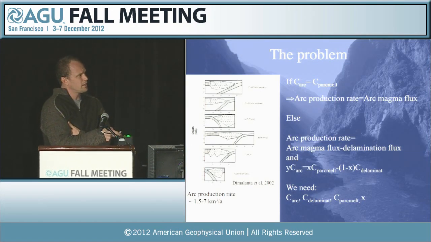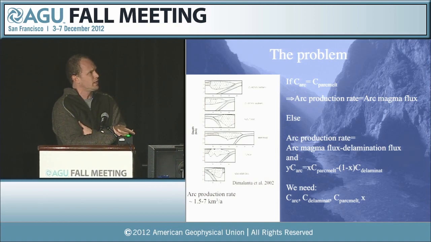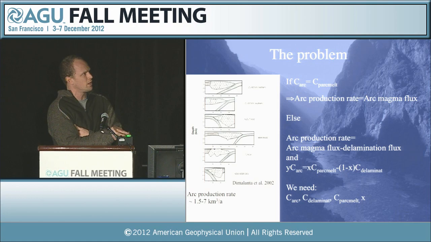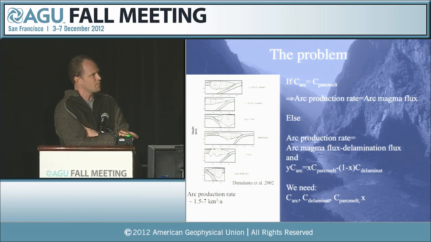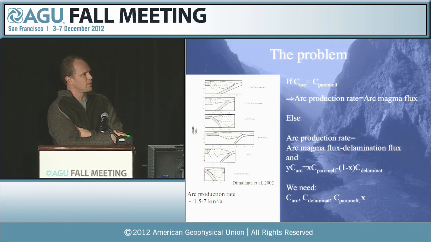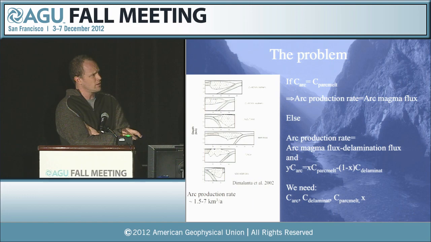And the reason that is not a simple thing to approximate is that only if the composition of an arc is equal to that of a parental arc melt is the arc production rate equal to the arc magma flux. And I guess we all agree that arcs don't have a primitive melt composition. So in that case, even if we ignore sedimentation and erosion, the arc production rate is whatever comes out of the mantle minus what we stuff back into the mantle due to delamination. So if we really want to approximate this, we need to know the composition of an arc. We need to know the composition of parental arc melts, which is one of the easier parameters to constrain. We need to know the composition of the material that is delaminating, and we have to do the mass balance between all of them.